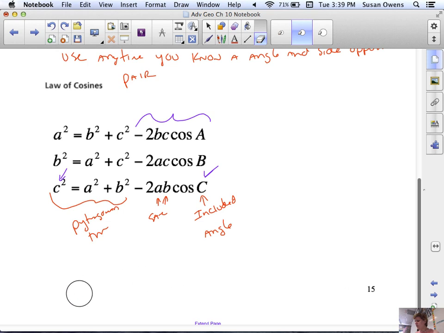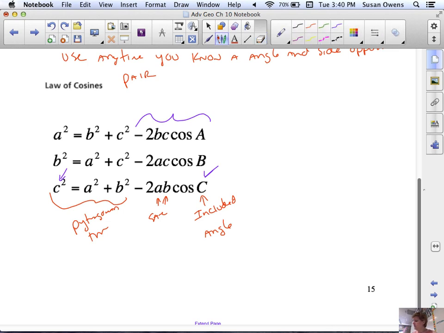This formula is harder to use. It involves more work, especially if you're solving for the cosine. You need to be very careful if you're solving for the angle using this formula, because there are a lot of order of operations mistakes you can make. So what I want to do is just a quick little example.